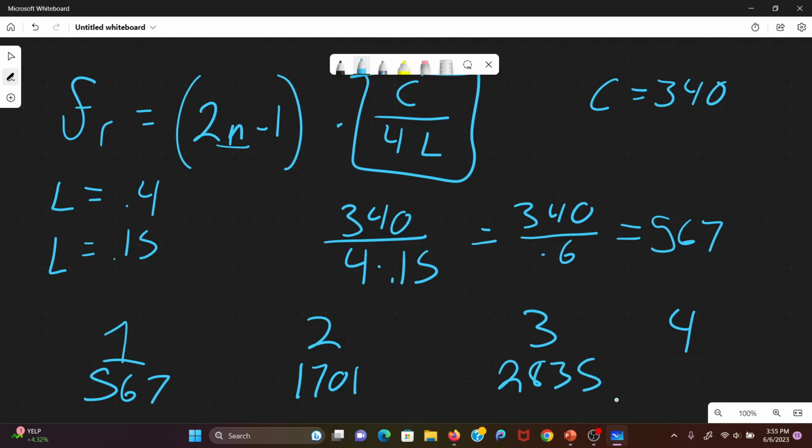And then 4, 2 times 4 is 8, minus 1 is 7. 7 times 567 is 3,969. Yep. All right, there you go. That's if your length is 0.15.